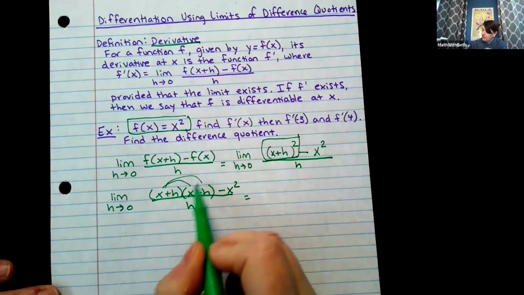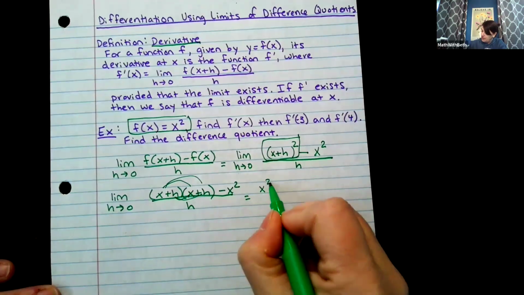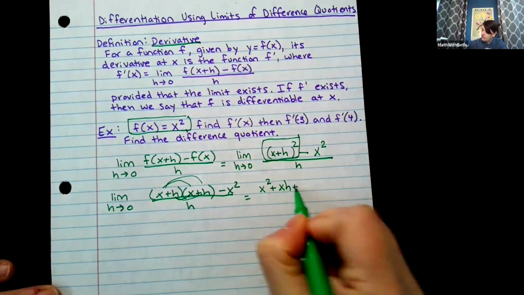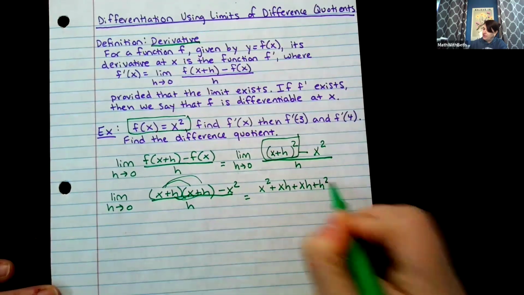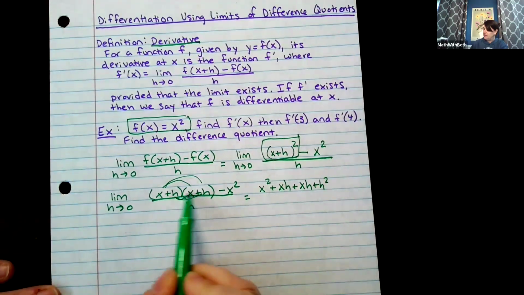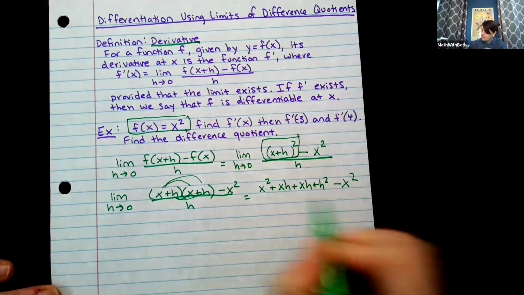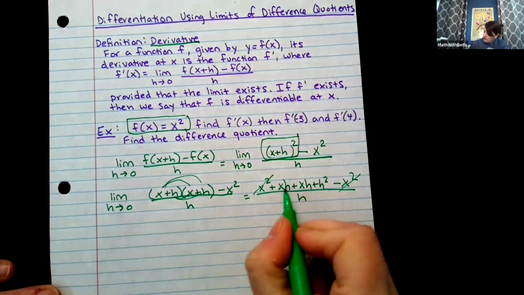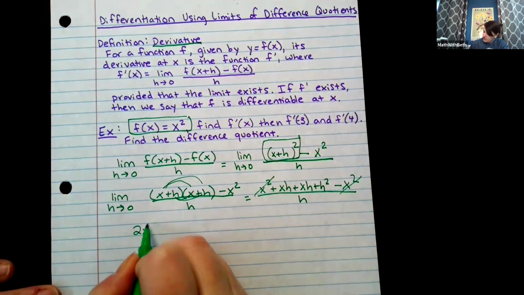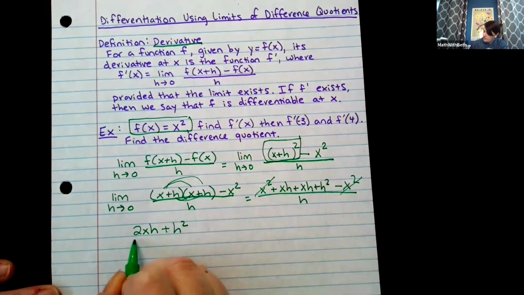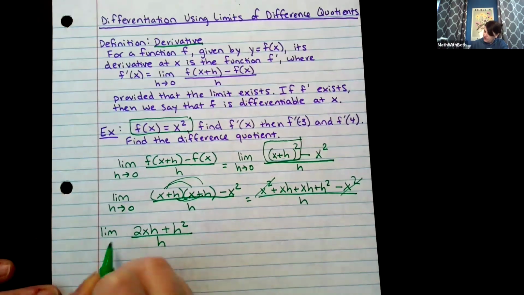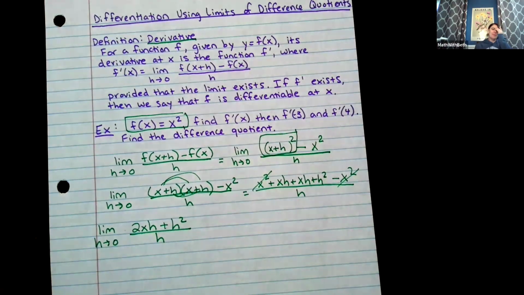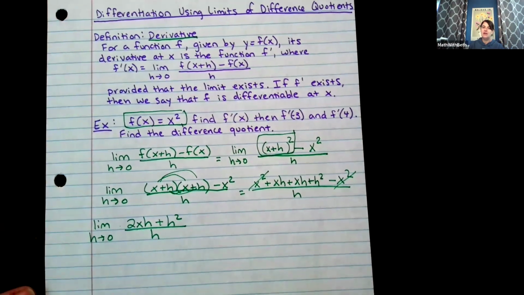So I'm going to FOIL and get x squared plus xh plus another xh plus h squared. So this is just me FOILing this out. Now I can cross out the two x squareds. These two xh's can be combined. And so now we're here and we still have not done the limit part. But again, if I do the limit right now, I get a 0 in the denominator. So I'm going to try to use one of my methods to reduce this.